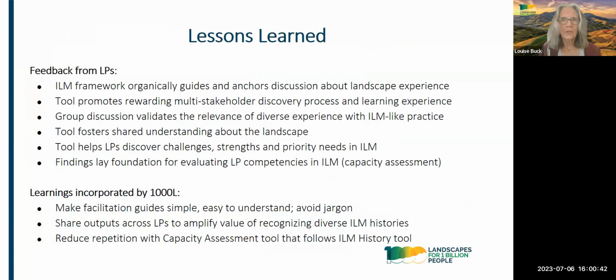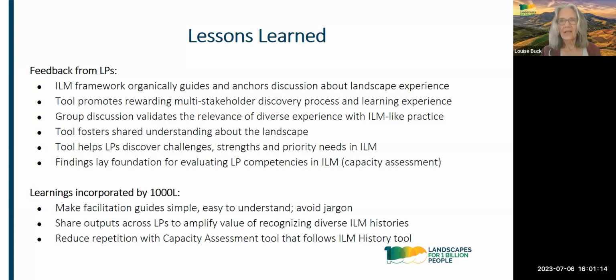So feedback that we got from the landscape partnerships that we synthesized from the 5 that I just mentioned: the framework organically guides and anchors discussion about their landscape experience, the tool promotes a rewarding multi-stakeholder discovery process and learning experience, and it validates the relevance of their own diverse experience with ILM-like practice.